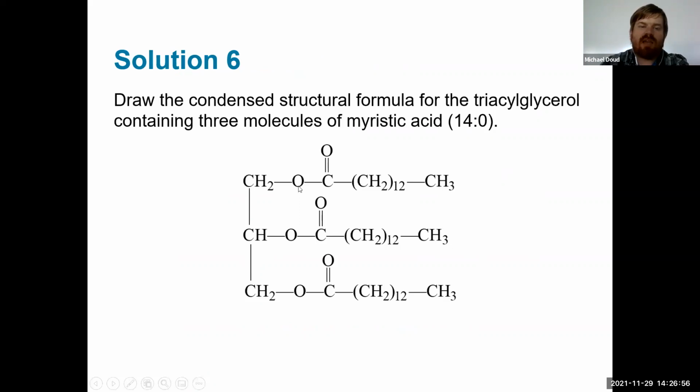Okay, let's take a look. So what happens here is, again, you have the same cap as before. It's a glycerol. That's 3 hydroxyl groups here. And those each become the alcohol side of 3 separate esters. And fortunately, myristic acid is a saturated fatty acid. So there's no double bonds that we have to worry about. We can just draw 14 carbons in a row.